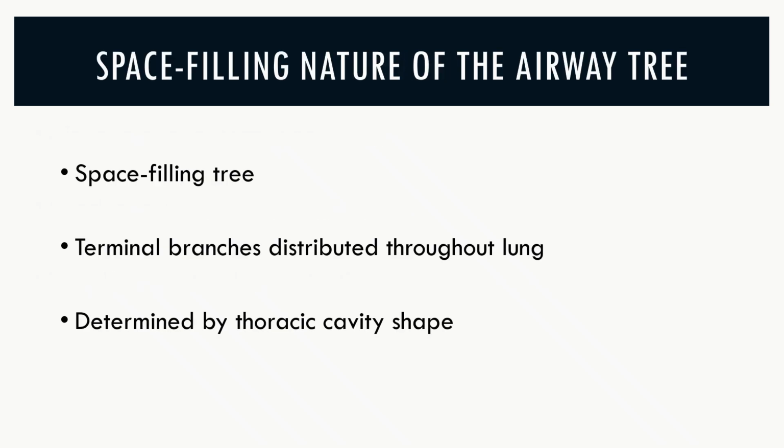Space-filling nature of airway tree. The airway tree is a space-filling structure with its terminal branches distributed throughout the lung volume. The final arrangement of these branches is determined by the shape and size of thoracic cavity.